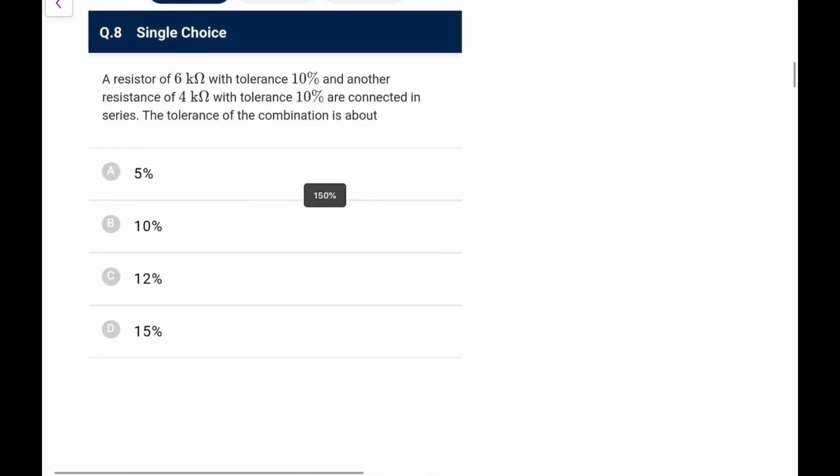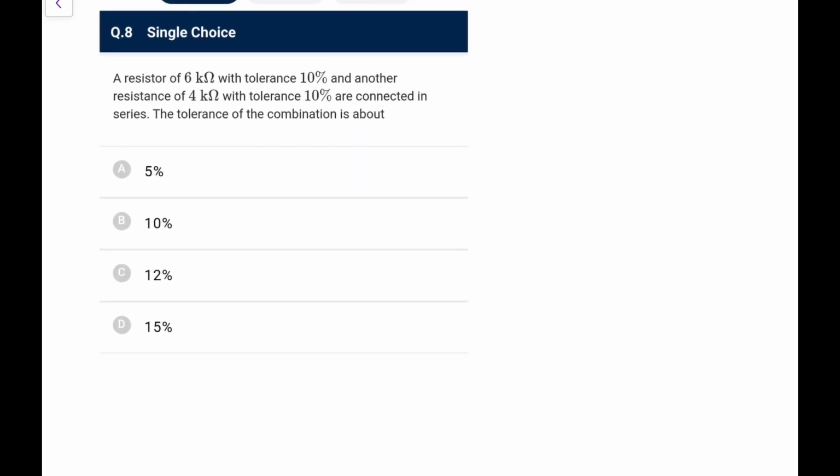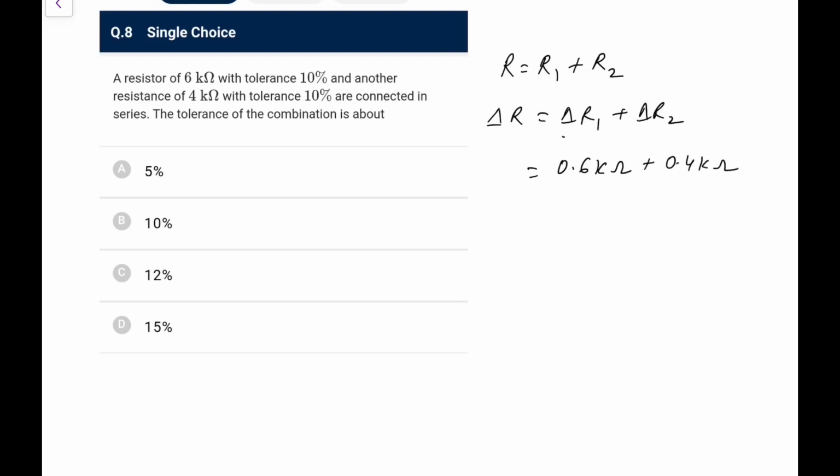Next one. A resistor of 6 kilo ohm with tolerance 10% and another resistance of 4 kilo ohm with tolerance 10% are connected in series. The tolerance of the combination is going to be? R series is R1 plus R2. So I can directly say delta R would be delta R1 plus delta R2, and divided by R on both sides. Delta R1 is 10% of 6, which means 0.6 kilo ohms, and this would be 0.4 kilo ohms, that is 1 kilo ohm. And the effective value of R that you expect is 10 kilo ohm. So 1 kilo ohm uncertainty in 10 kilo ohm corresponds to a tolerance of 10% here.